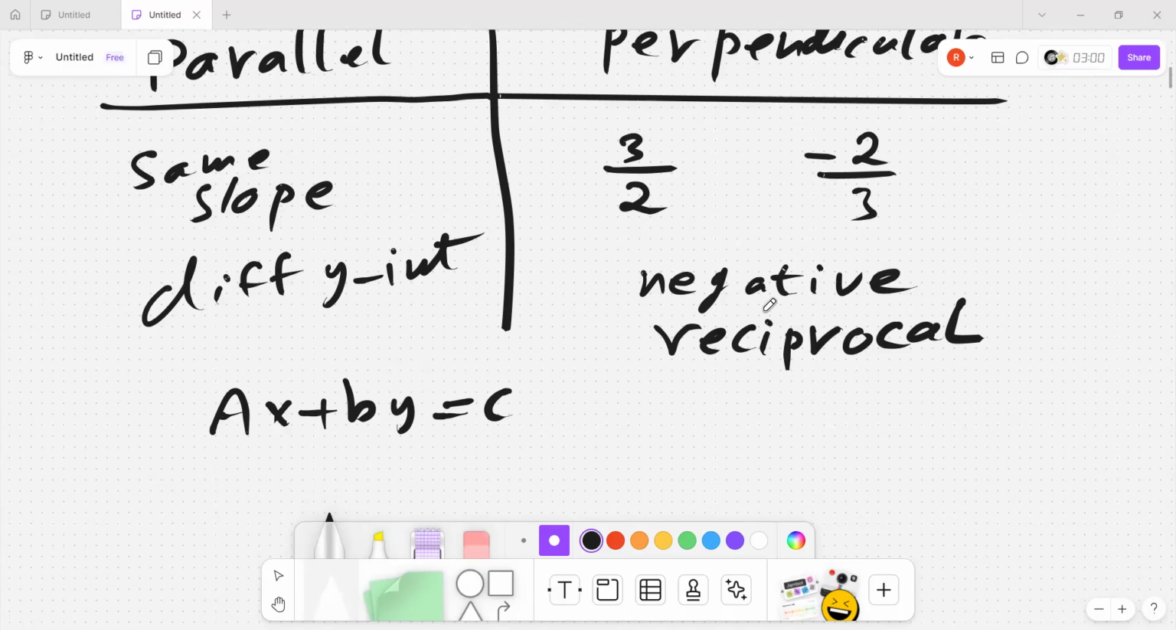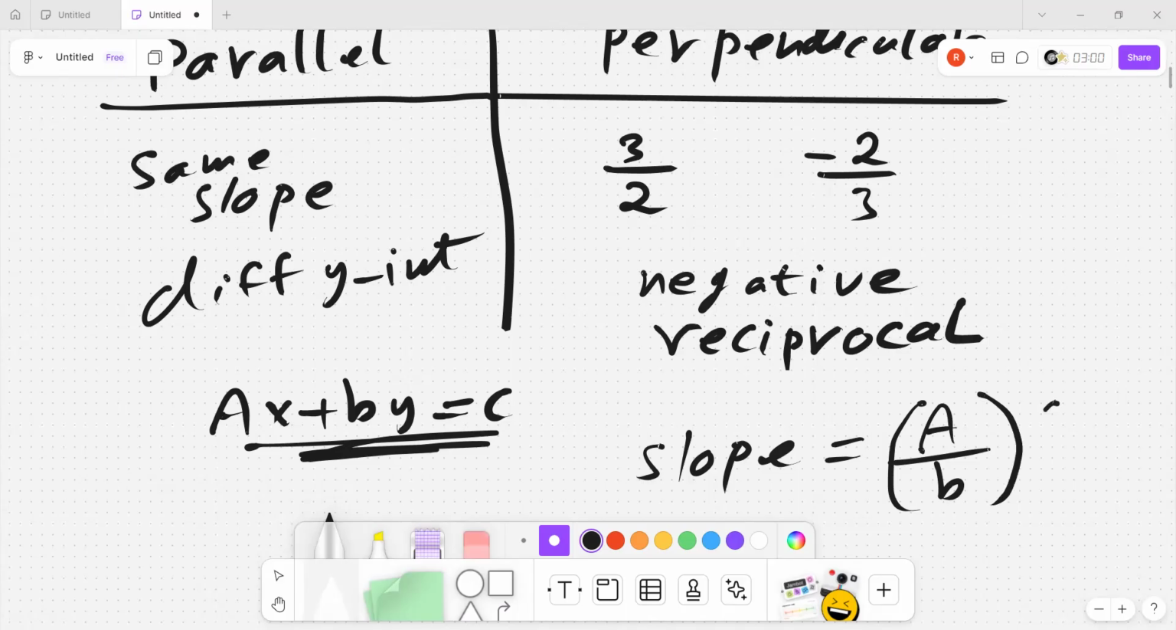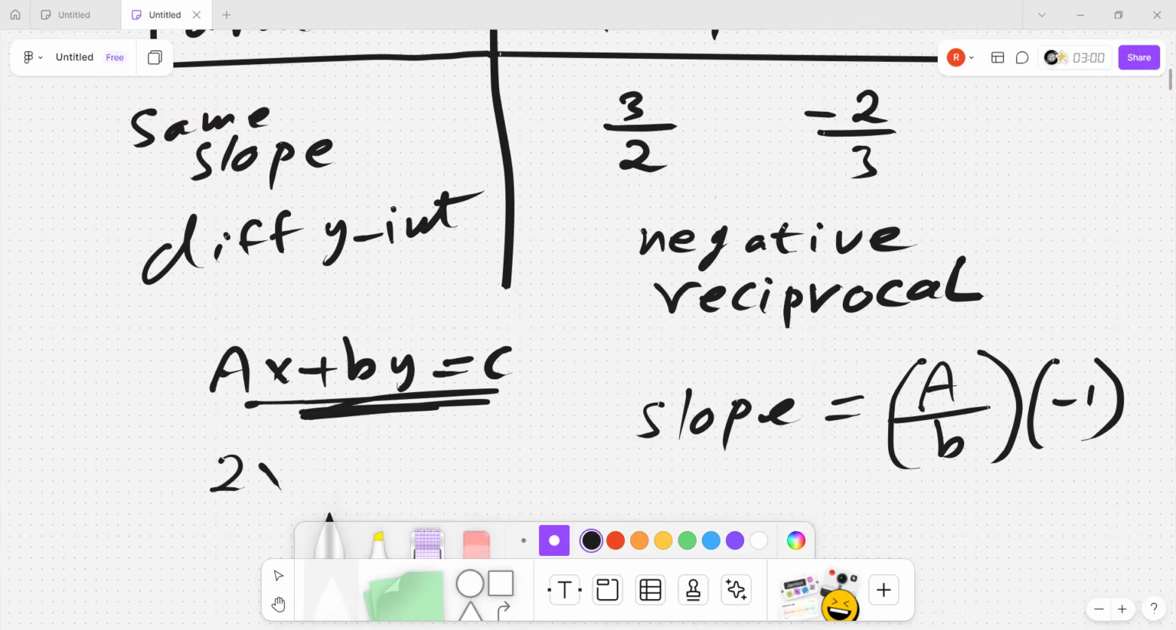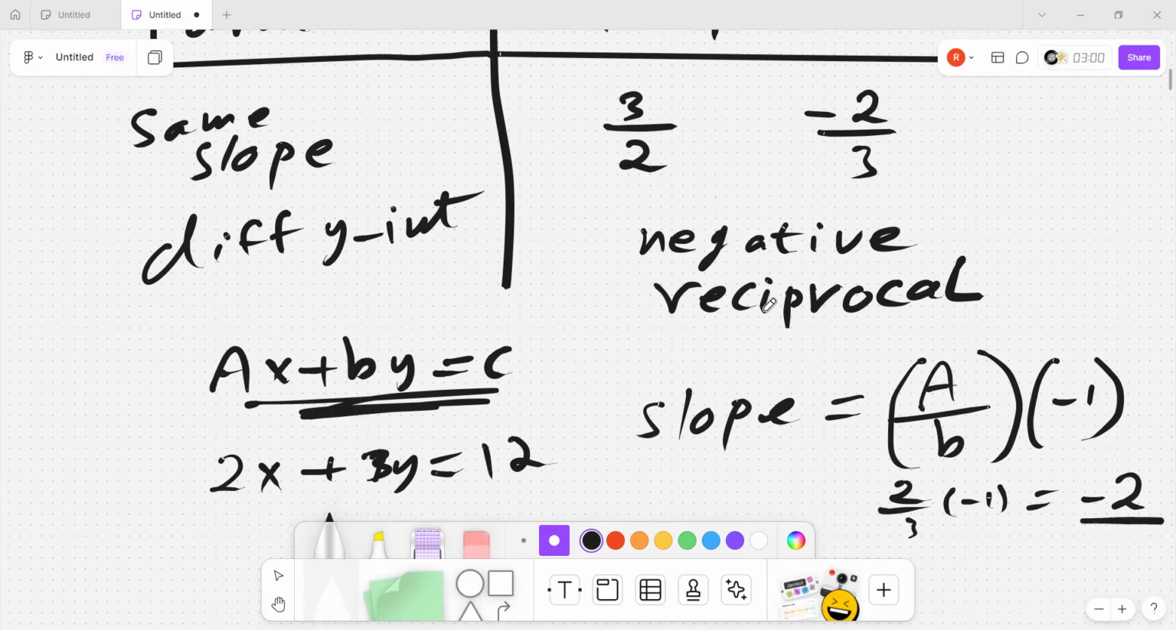Okay, so all we have to do is just find the slope using this formula. If you want to find the slope and this line is written in this form, the slope will be a over b times negative 1. Yeah, for example, 2x plus 3y equal 12. So the slope will be 2 over 3 times negative 1. So it will be negative 2 over 3. That's it.